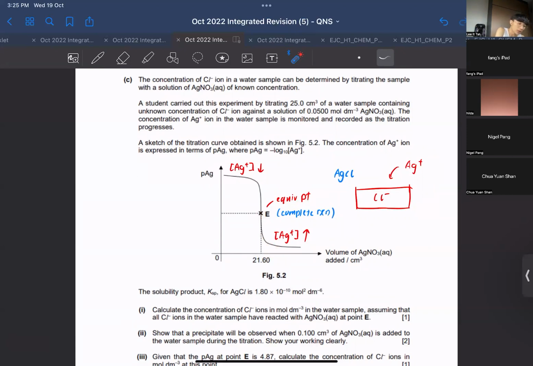Over here, equivalence point, I also always emphasize the idea of a 1:1 ratio. After all, Ag+ and Cl- react in a 1:1 ratio. So when we find out how much Ag+ there is here, we can equate this to the amount of Cl-, and we can divide by the volume of the water sample in order to find its concentration.